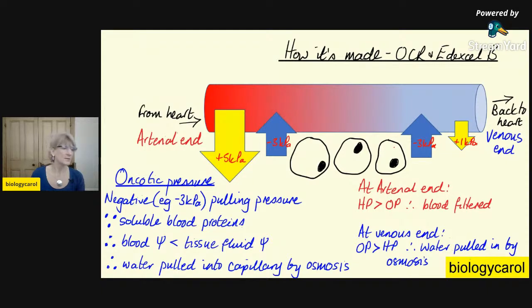Okay, second question. So hydrostatic pressure is to do with filtrates and oncotic pressure is to do with water? Yeah, so the hydrostatic pressure is literally pushing the blood plasma through the filtering system that is the capillary wall. It's literally pushing it through. Whereas oncotic pressure is all to do with the movement of water down the water potential gradient by osmosis. I hope that's clarified that.